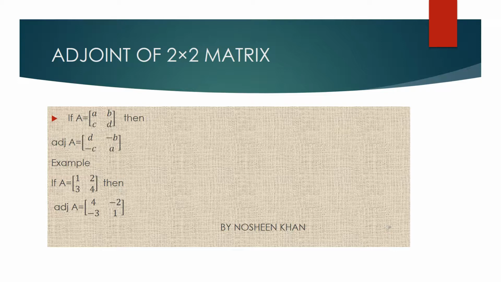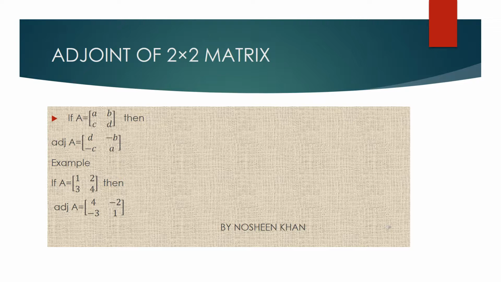Adjoint of a 2 cross 2 matrix. Adjoint can be simply denoted by adj. Here I have a matrix A is equal to A, B, C, D. We can find its adjoint by the following method. First I will replace the places of A and D, and then I will change the signs of B and C. As here you can see that B and C are positive, and after taking adjoint, the positive signs change to negative sign.